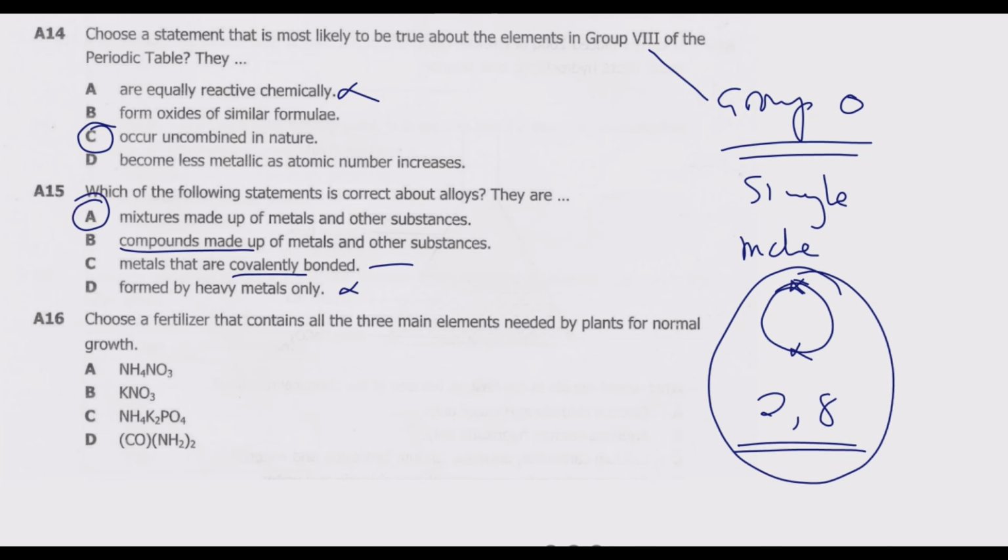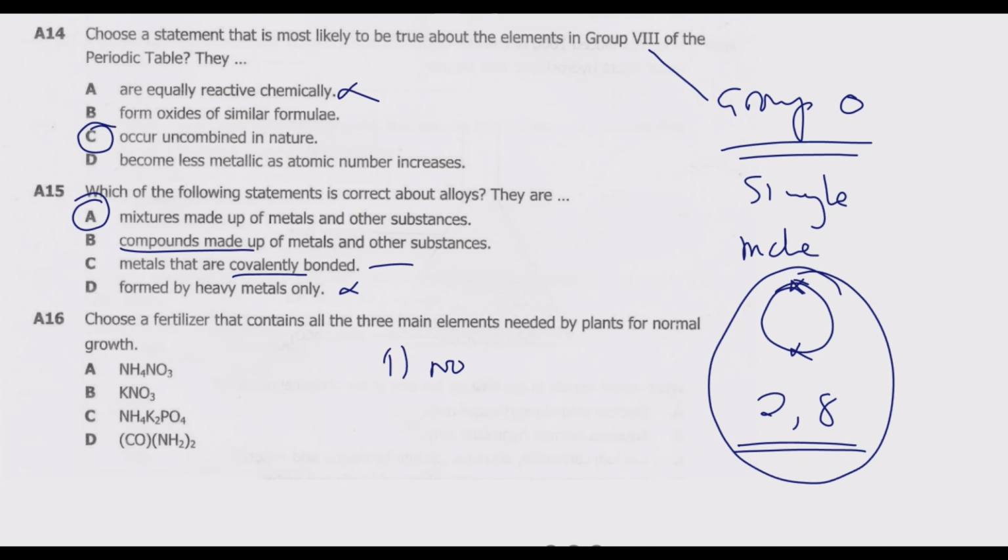Question 16. Choose a fertilizer that contains all the three elements needed by plants for normal growth. So what you notice here is plants need three key elements for growth. So we have number one, nitrogen.